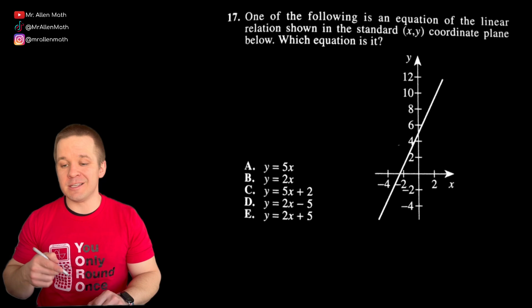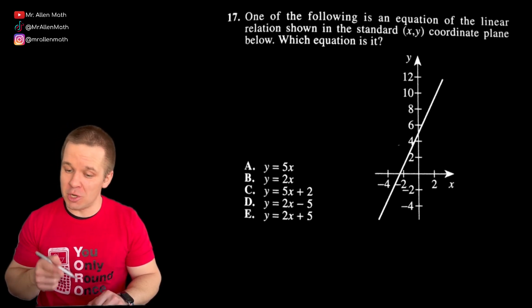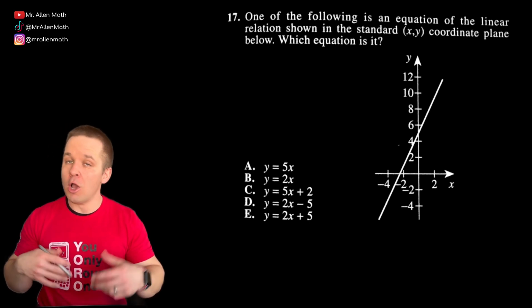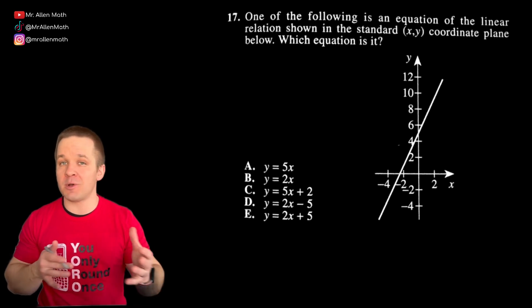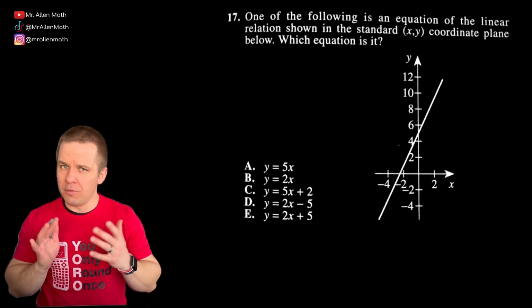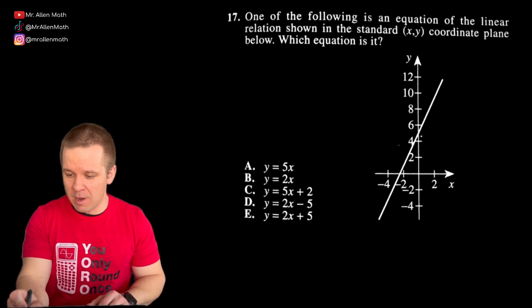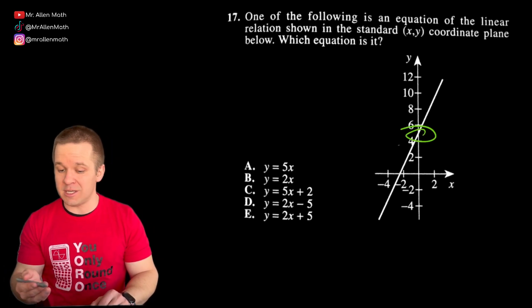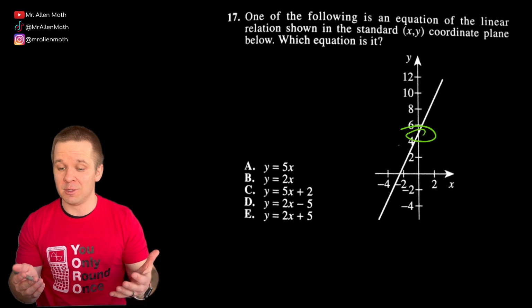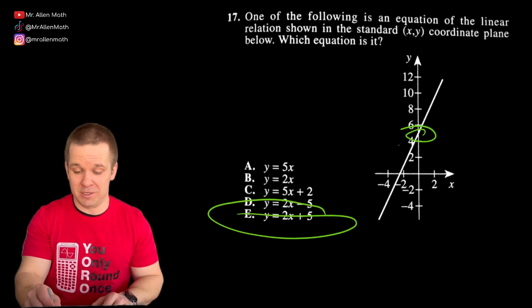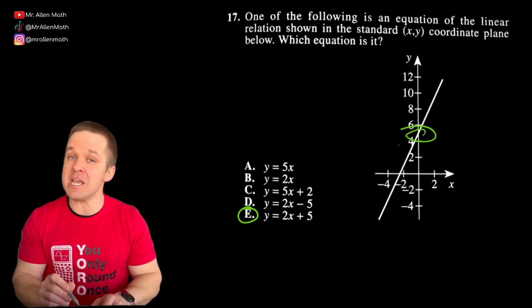So one of the following is an equation of the linear relationship shown in the standard xy coordinate plane below. Which one is it? They always love to say that standard xy coordinate plane. They're very formal, okay? Well, the key things that I'm going to look at will be my slope as well as my y-intercept for this one. And it looks like my y-intercept is right there between 4 and 6, so I would say the y-intercept is 5, which means it's got to be choice E, okay?